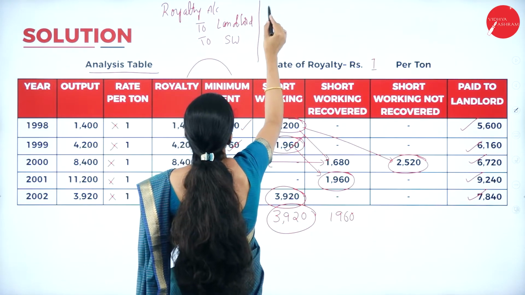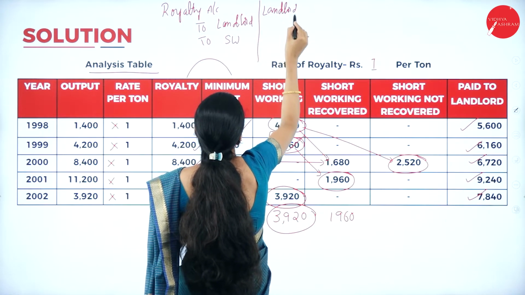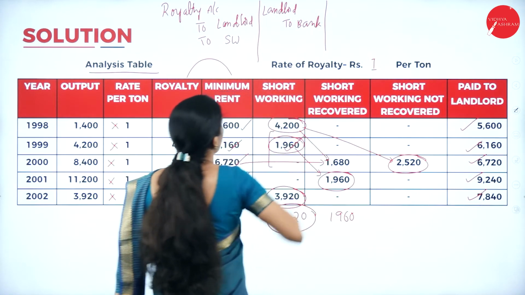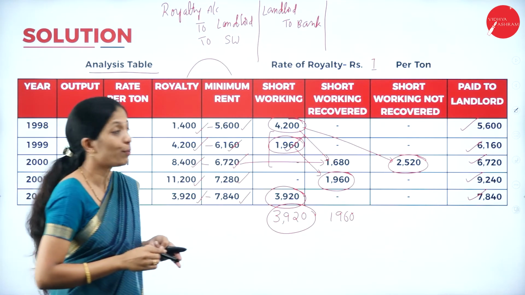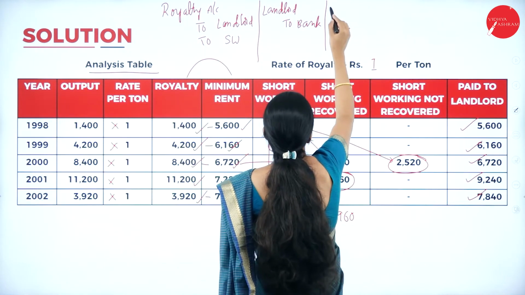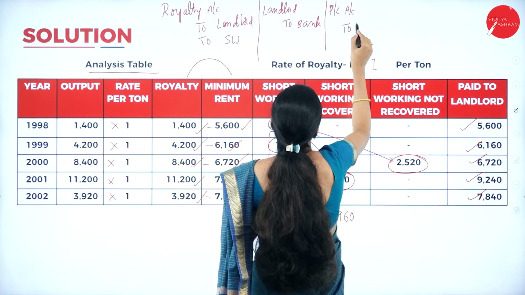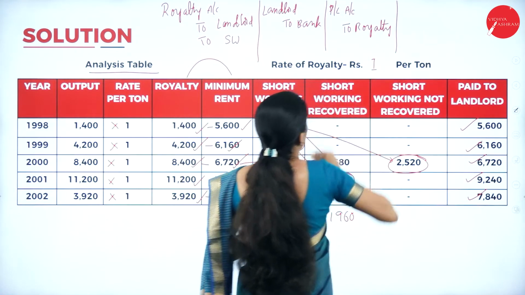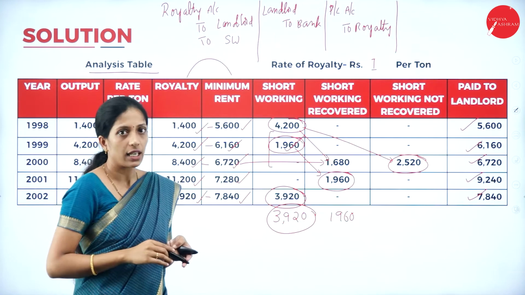Coming to the second one, you are making payment to landlord. So landlord account debit to bank account. So this will be the second entry. Third entry is for what? That is, you are going to transfer the royalty to profit and loss account. So your entry is profit and loss account to royalty account. So this will be the third entry.